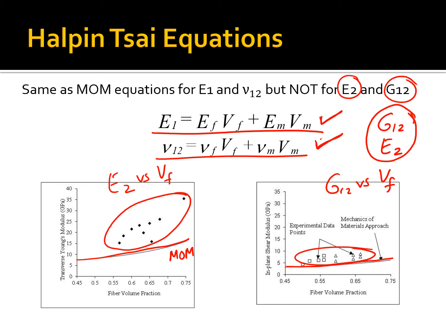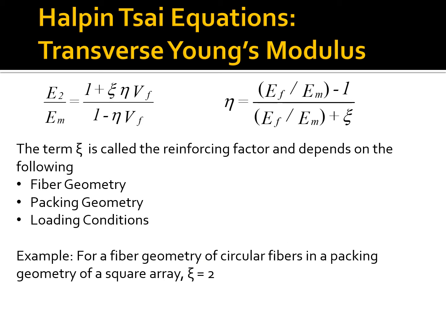What Halpin and Tsai did was they said, let's make a three-dimensional model and see how we can develop some empirical formulas for G12 and E2. Because the 3D models are quite complicated in nature, they require a solution of nonlinear equations and so on and so forth. So what they wanted to do was come up with simple formulas for G12 and E2 based on what they got for the 3D model, and be able to backtrack it to a simpler formula for G12 and E2. So let's take an example here.